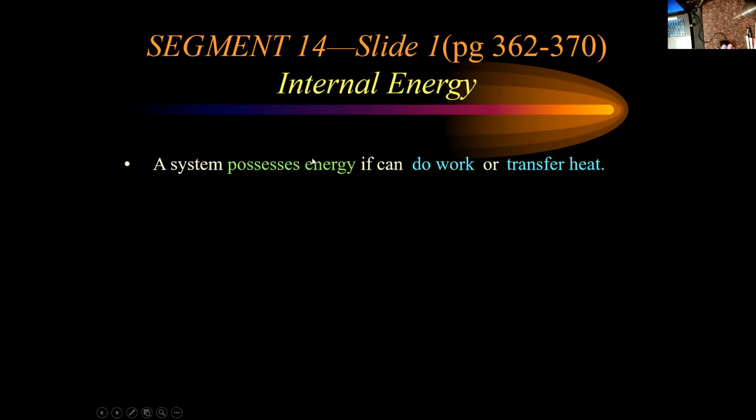Okay, so a system is going to possess energy if it can do work or if it can transfer heat. Now, I didn't say if it does work or transfers heat. I said it possesses energy if it can do work and if it can transfer heat. Either one of those would tell you that the system is possessing some kind of internal energy.